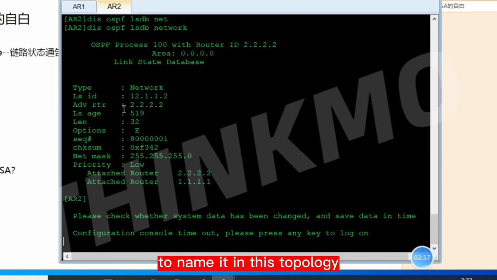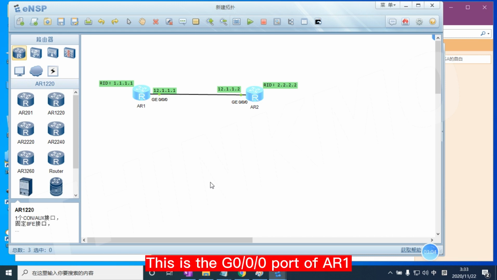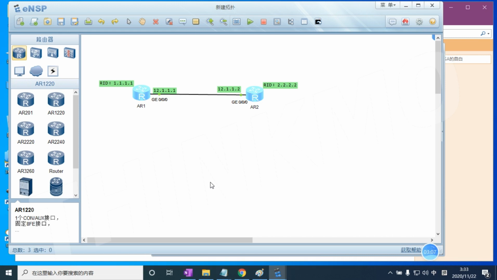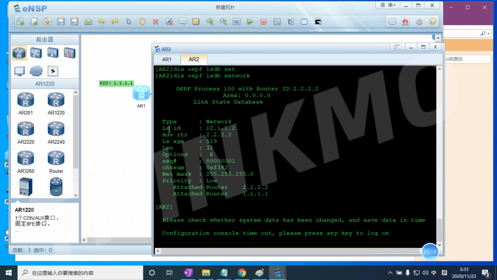In this topology, we can see that on AR1 and AR2 IP addresses are configured. One is 12.1.1.1, which is the G0/0/0 port of AR1. This is the G0/0/0 port of AR2, 12.1.1.2. The LSID describes the IP address of the DR interface. This is its LSID, so that means AR2 is the DR.